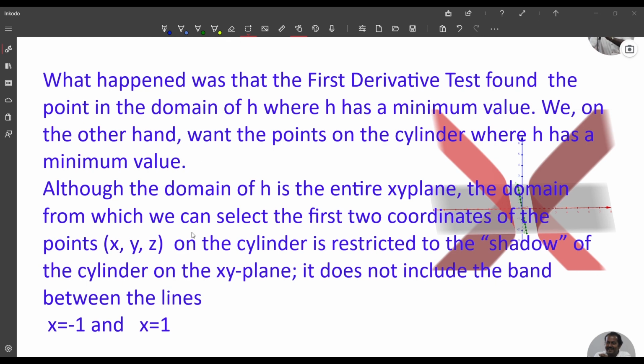And you know h(x, y) is defined over the entire plane. So although the domain of h is the entire plane, the domain from which we can select the first two coordinates of the points (x, y, z) on the cylinder is restricted to the shadow of the cylinder on the xy plane. That does not include the band between the lines x equal to minus 1 and x equal to 1. So you know from this figure that the domain is the portion of the plane which does not include this band. All the points except this band are the domain of definition for the cylinder. But the domain of definition of h, a function of two variables, was the entire plane. So that is why this method fails.